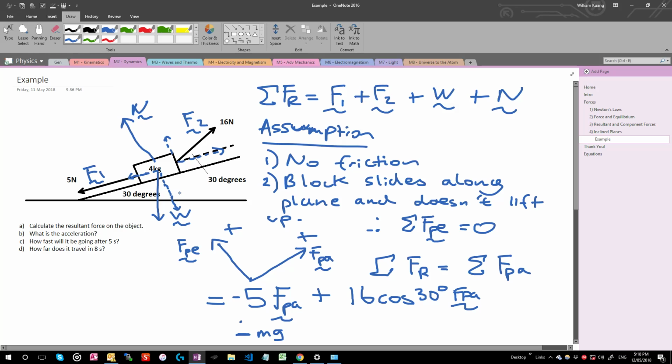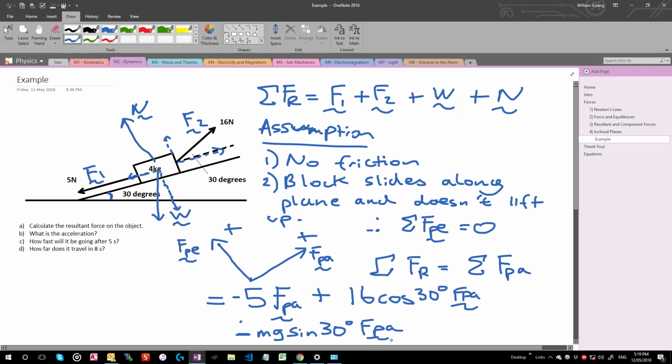So mg, and whenever you consider the parallel component of the weight force, you always take sine. So you take sine 30 degrees, and the 30 degrees I'm taking is from this 30 degrees of the plane. And I'm just going to put FPA as well. In this original equation, we would have to consider the normal force, but the normal force is always in the perpendicular axis. So in this equation, we don't have to think about it because there is no parallel component. There's only a perpendicular component for N.